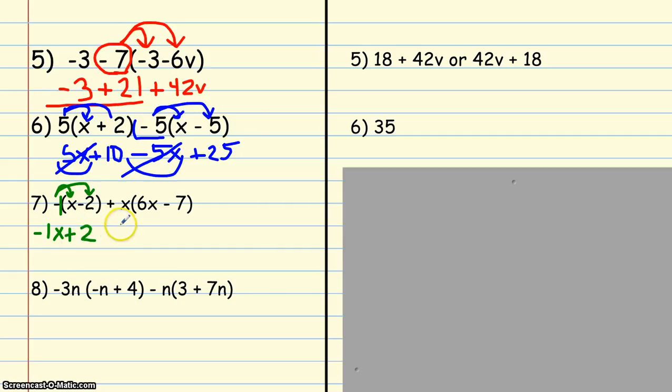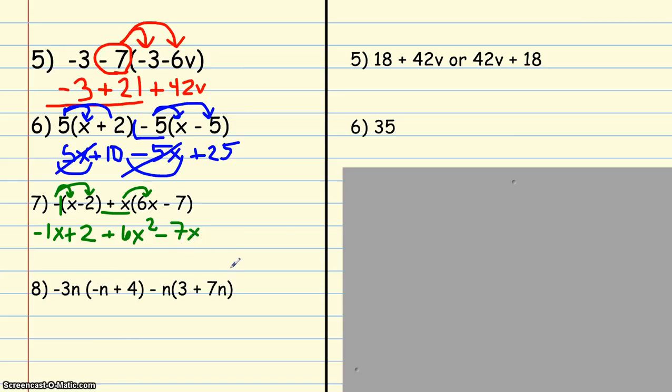Moving over to the next one, we have x times the quantity of 6x minus 7. So here we are going to distribute the variable x, and it's a positive. So x times 6x is going to give us 6x squared. X times negative 7 is negative 7x.